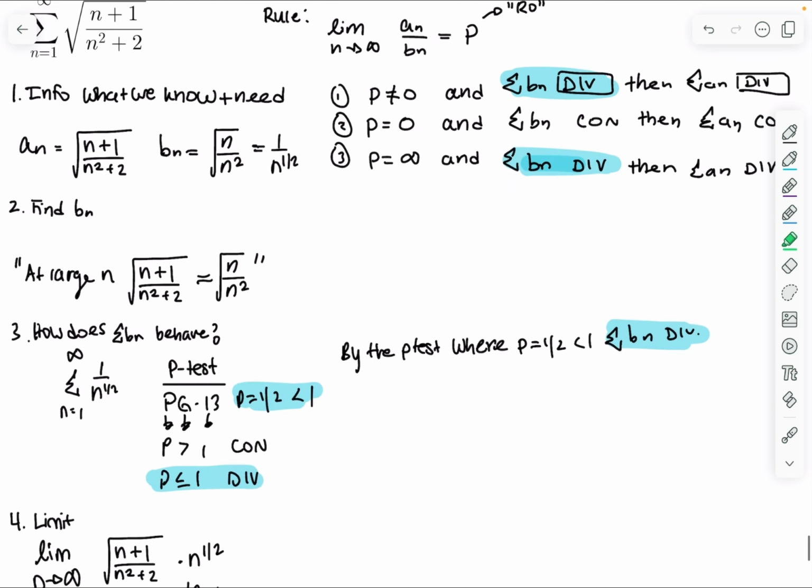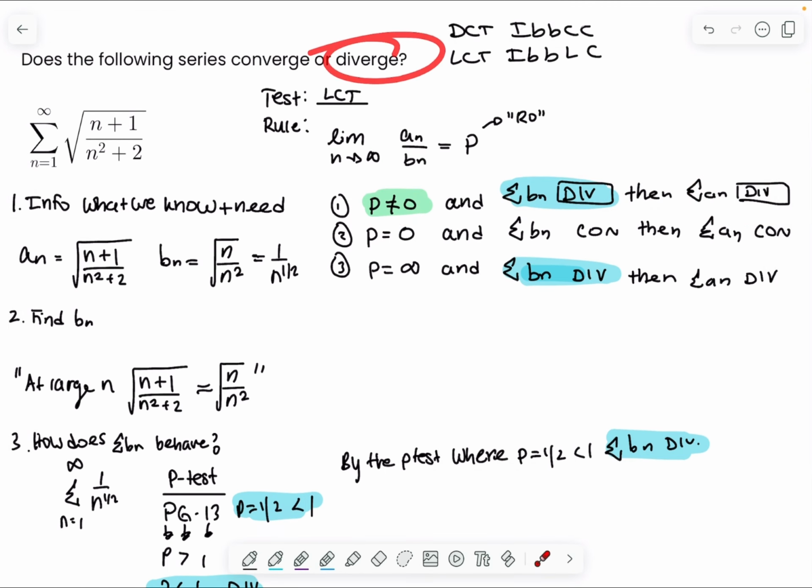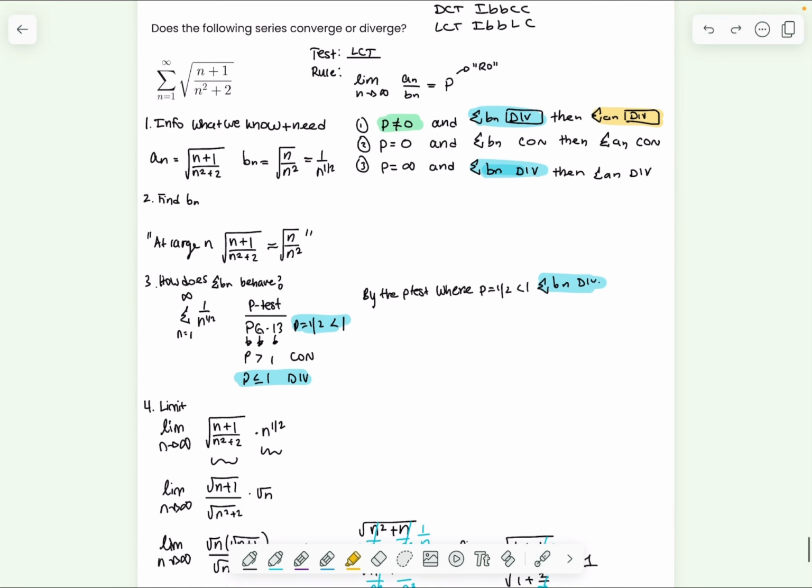So if we go all the way over here, rho is a non-zero number. So we know that if this is true and this is true, then we can say that this is true, that the series a of n, our given original series in question, diverges. And that is the answer to our problem, which leads us to the last part, which is the conclusion, where we put everything in a nice, clear sentence.